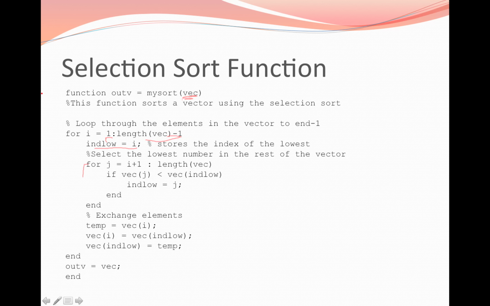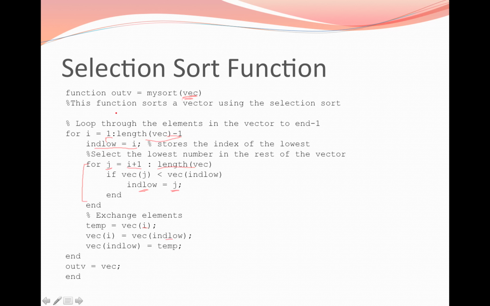But now we're going to loop through the rest of the vector. So j is going to go from I plus 1 to the end of the vector. Okay, so we're looping through the rest of the vector, looking to see if there's anything smaller. So if vec sub j is less than vec sub ind low, then that means we found a smaller value. But again, what we need to store is the index, not the value that's stored in that index. So we need to know where it is. And once we get through this loop and we've found this next smallest value, we're going to put it in the element I by exchanging what's in element I with what's in element ind low.